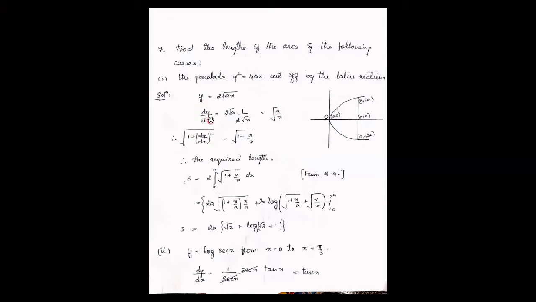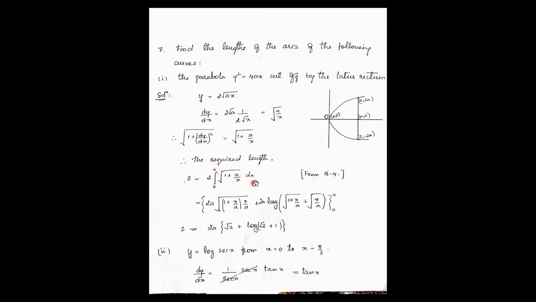And now upon substituting this in the formula, root of 1 plus dy by dx whole square, actually the formula is integrating this root of 1 plus dy by dx whole square dx. That is the formula. Before that, we'll find what this root of 1 plus dy by dx whole square is. So I have substituted that dy by dx here. And since there is a square, the square and square root will get cancelled, and you are left with root of 1 plus a by x. And now substituting this in the formula, you have twice integral 0 to a root of 1 plus a by x dx.